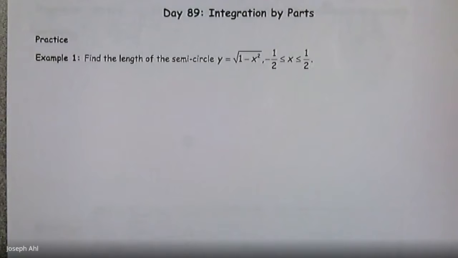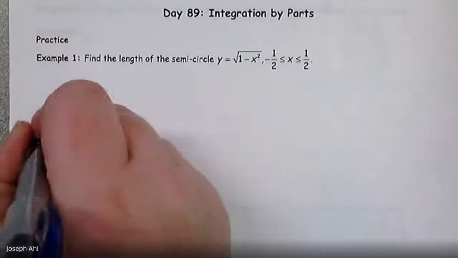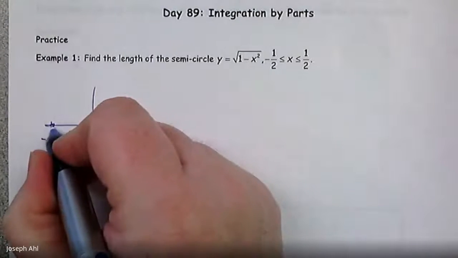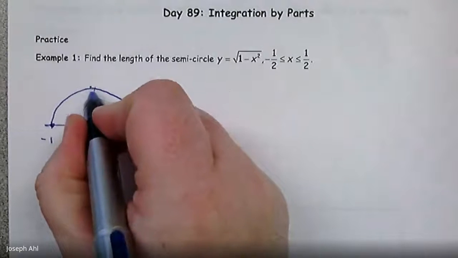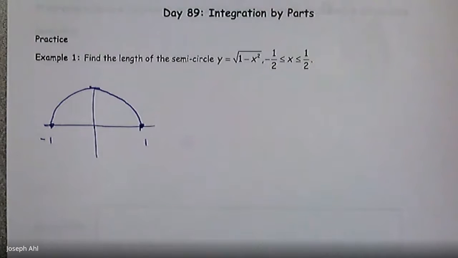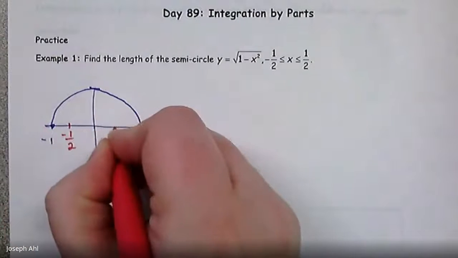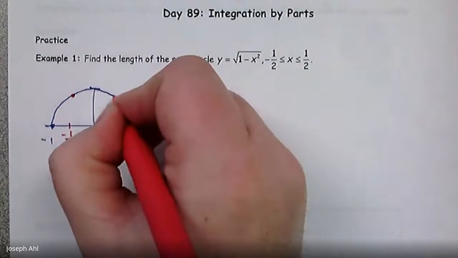We're going to find the length of the semicircle y equals radical 1 minus x squared from -1/2 to +1/2. If we think about that semicircle with radius 1 centered at the origin, from -1 to 1, we would get this semicircular region right here. And what we want to do is find the length from -1/2 to +1/2, like this. Okay, so we certainly have some symmetry going on here.